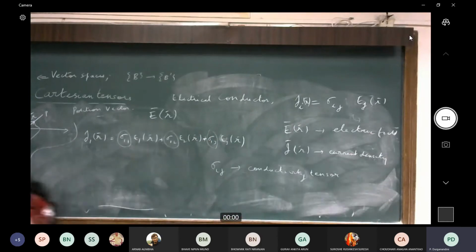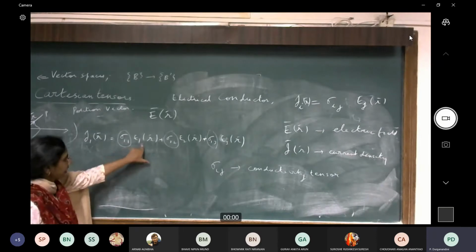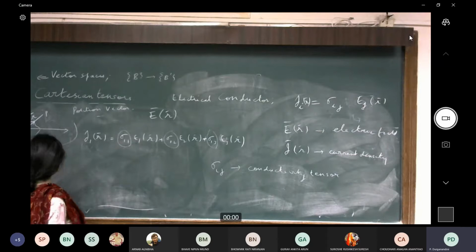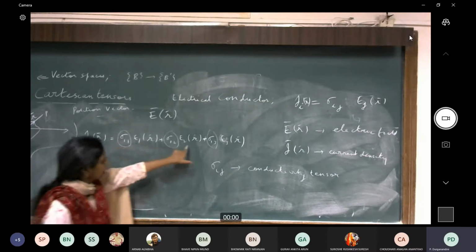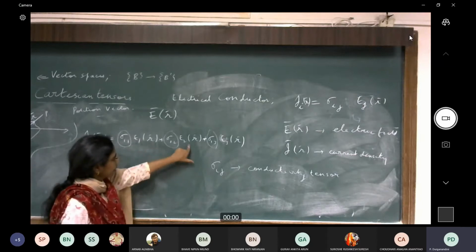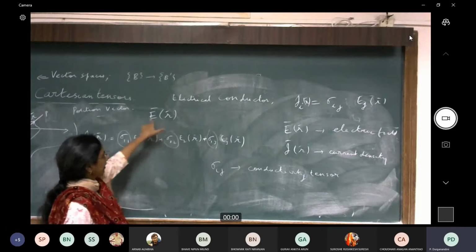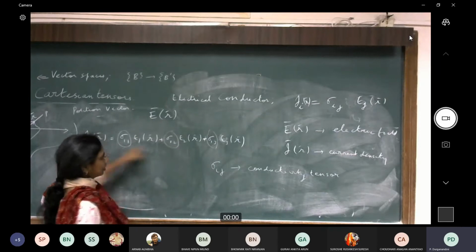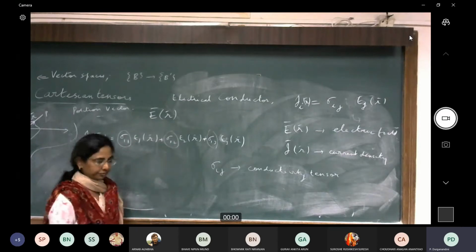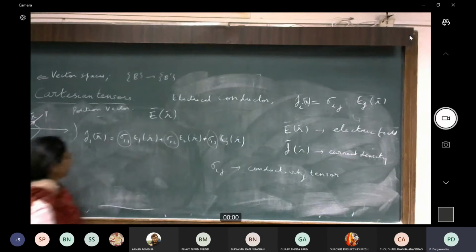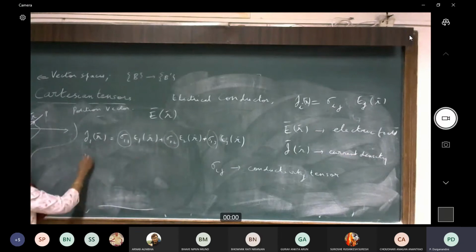If sigma is large, then it tells you that you have good conductivity. If sigma is small, you have a bad conductivity. So the first thing you can understand is that it's not just depending upon the electric field along the X direction. Even if I apply an electric field along the Y direction, I can get a current along the X direction if you have this sigma 12 coefficient. This is not sigma. And then of course you can do this for all the others.